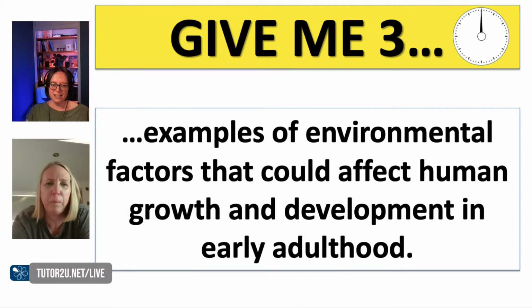Okay, back to a 30-second activity. So this time we want you to give us 3 examples of environmental factors that could affect human growth and development in early adulthood. So don't forget early adulthood, guys. Environmental factors. You can be as specific as you like. I'm just looking at Charlie saying it still works. I agree. It's still hair that grows in puberty, so you probably can call it pubic hair, even if it is growing on your face.